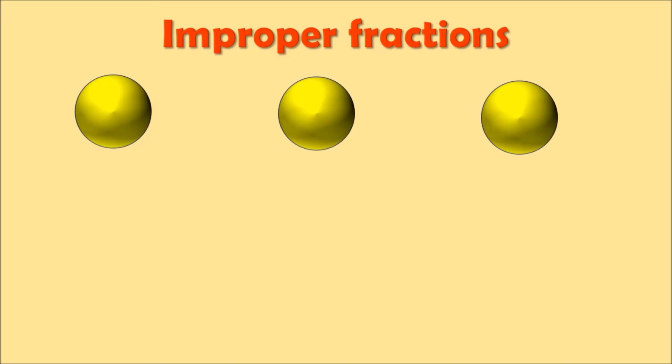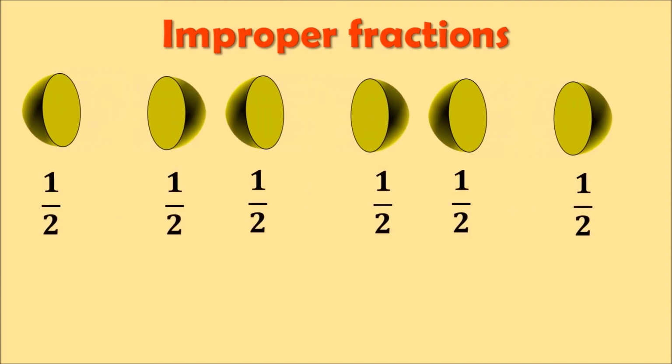So in this example, I am taking 3 spheres, means 3 wholes: 1 whole, 2 whole and 3 whole. I am using 3 same objects. Now we will divide each into 2 equal parts. That makes how many parts? 6 parts, and each part is a half, which means each part is half of the whole.